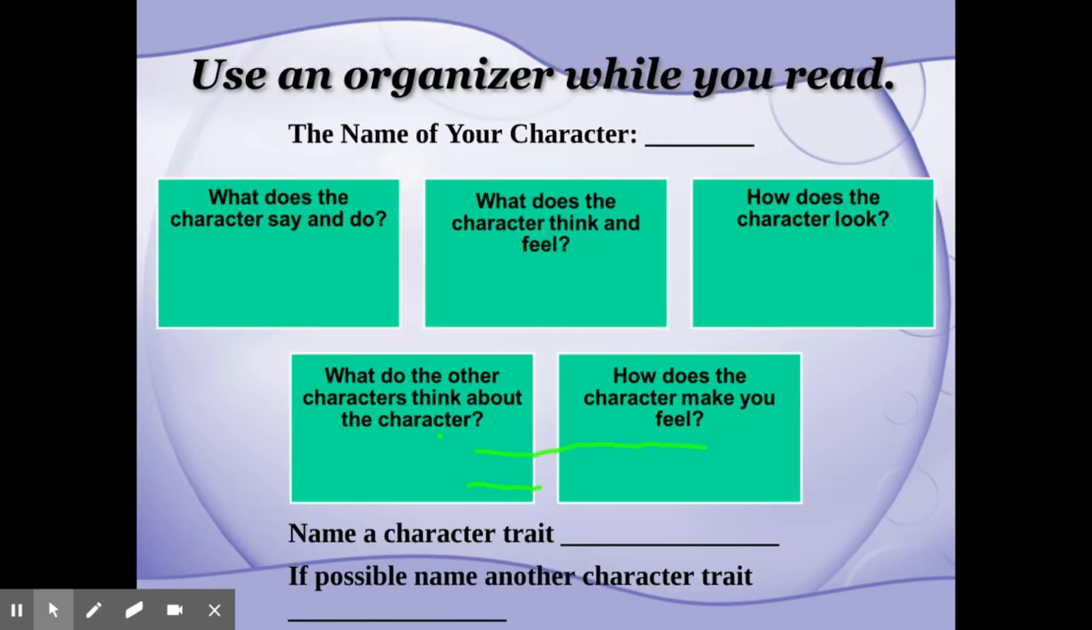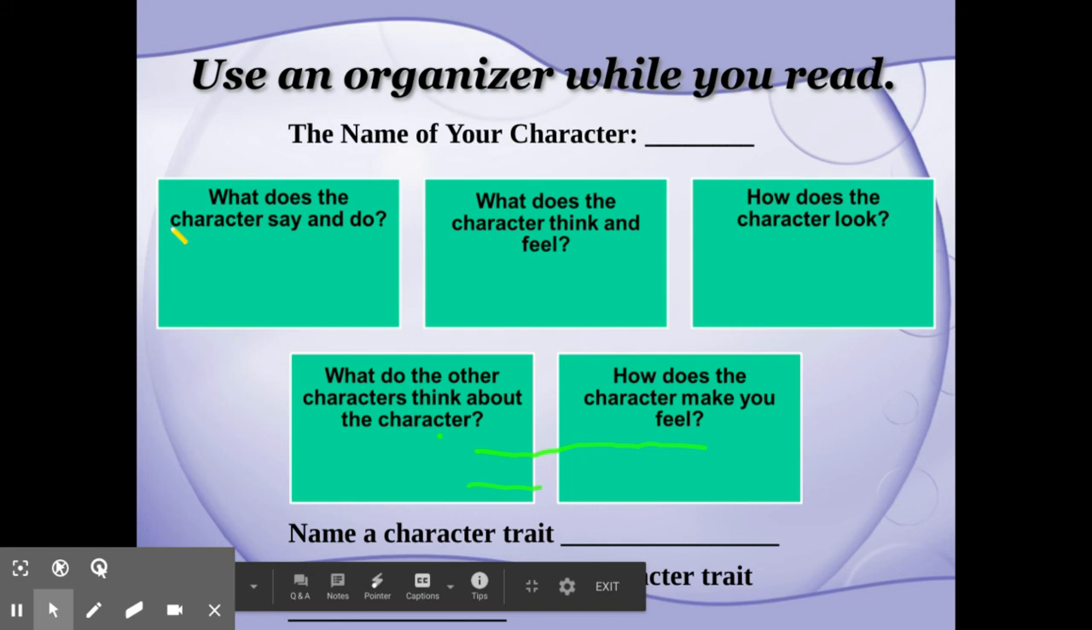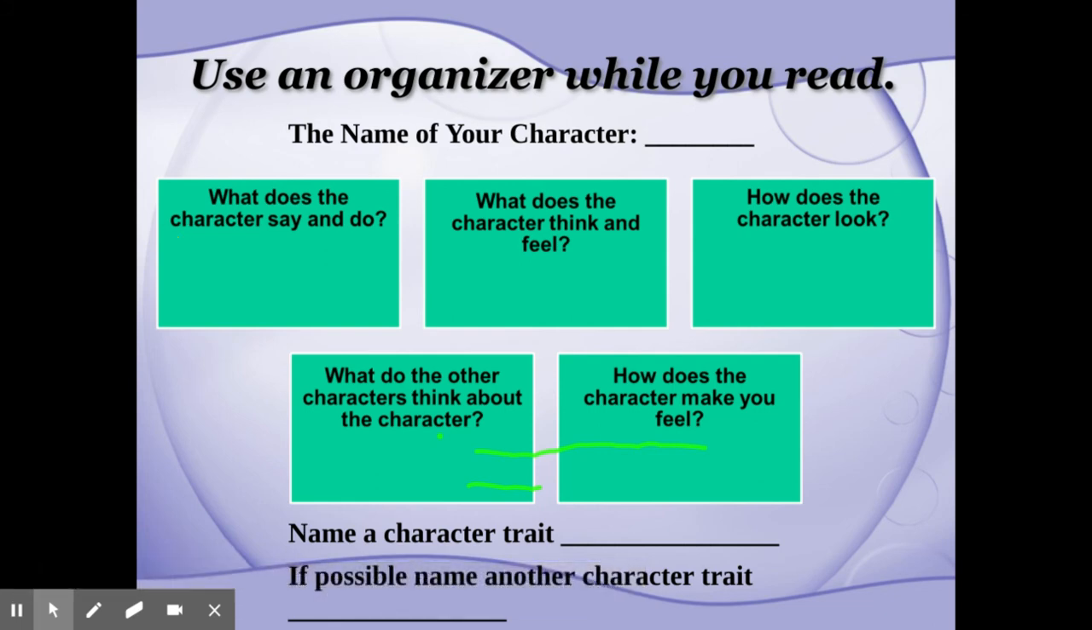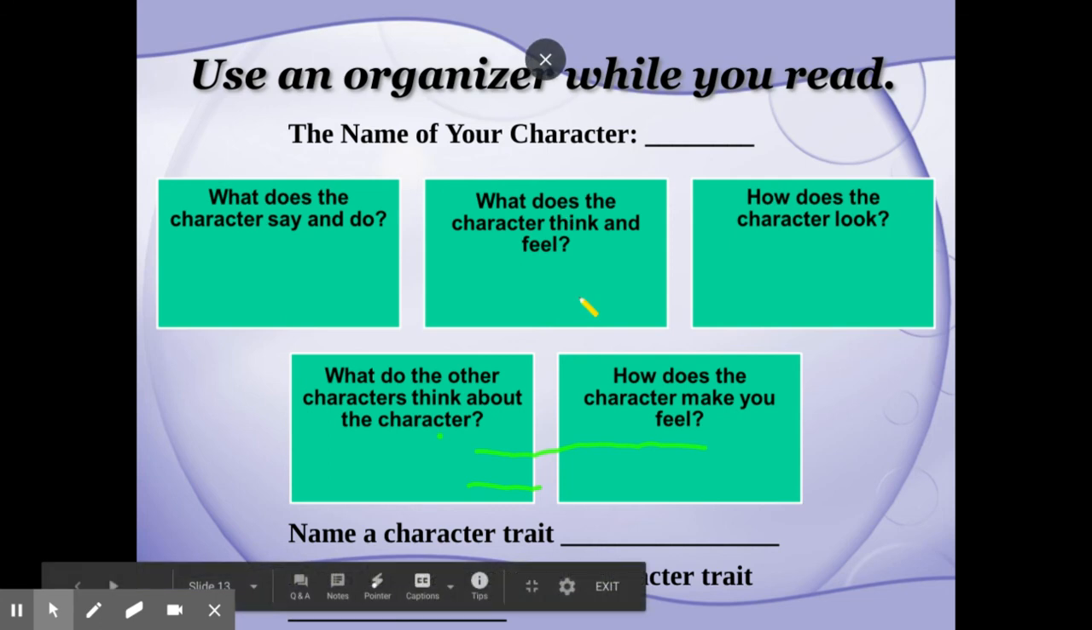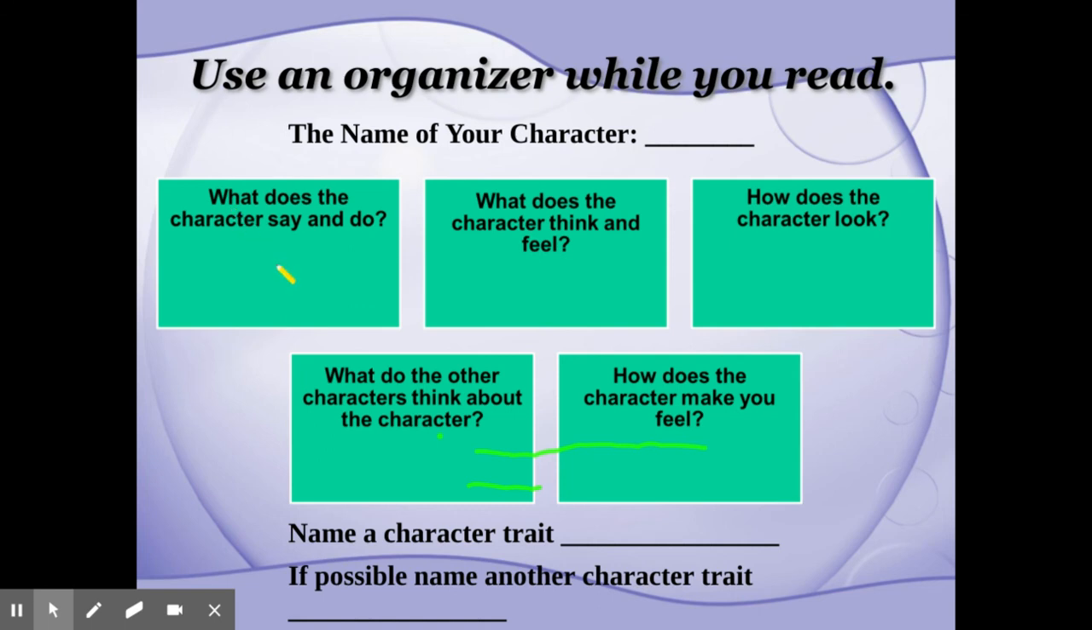So you are going to complete this organizer with the story that we're reading this week called Destiny's Gift. We're going to do it on the main character. So we're focusing on Destiny. You're going to give me an example of what Destiny says and what Destiny does. You're going to give me an example of what Destiny is thinking and feeling. You're going to give me evidence on what Destiny looks like, whether it's her illustration, how her face looks, or how she physically looks. What do the other characters think about this character? So how do other people in the story feel about Destiny?